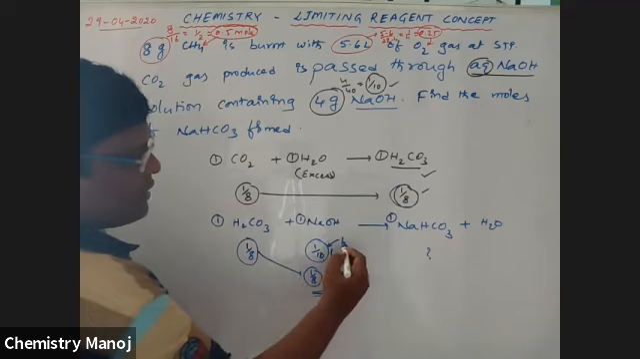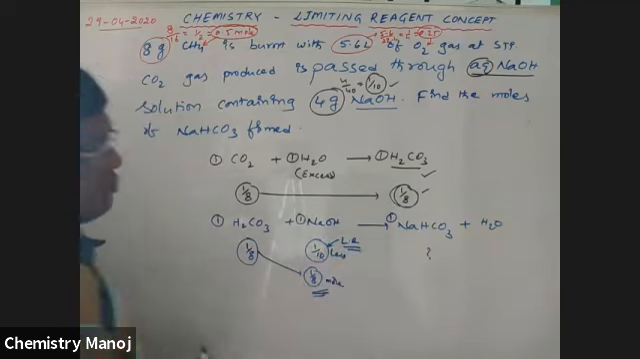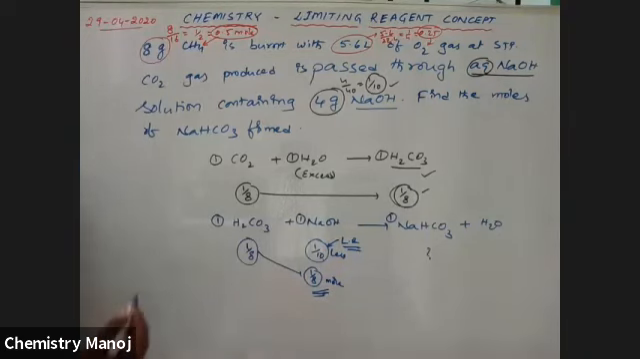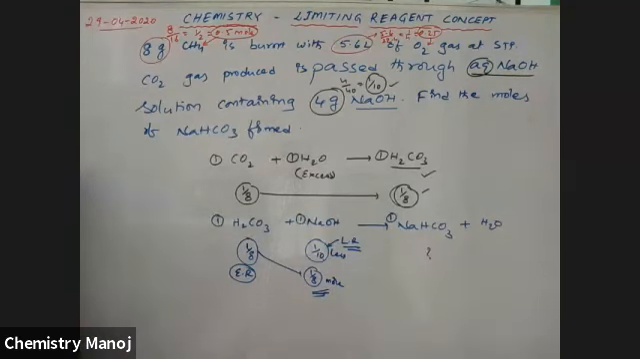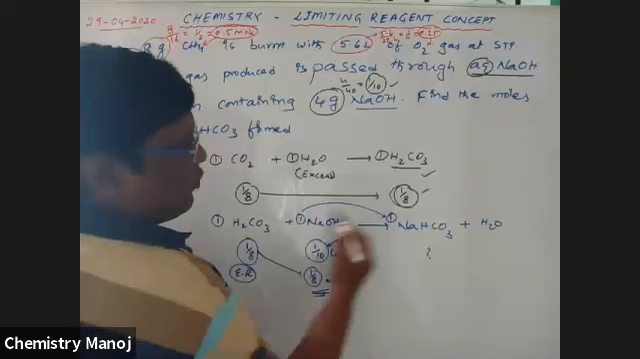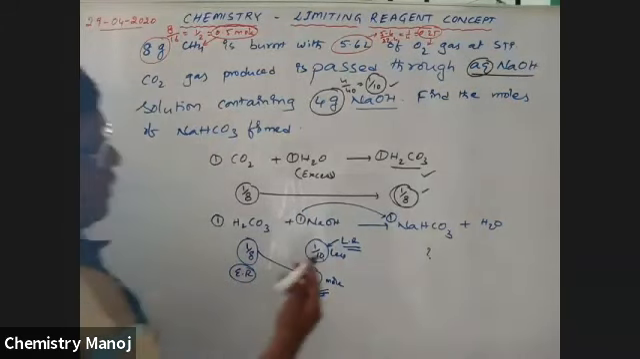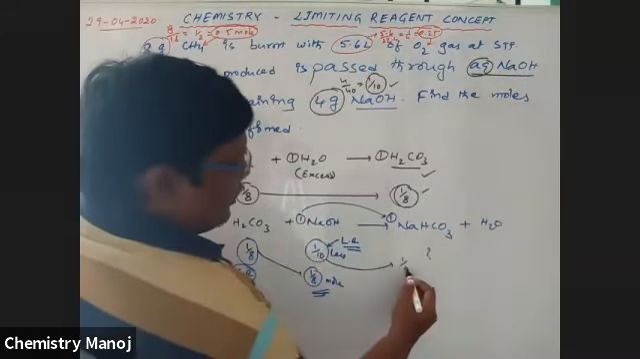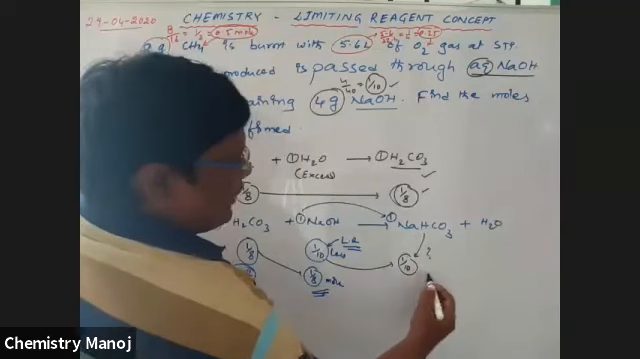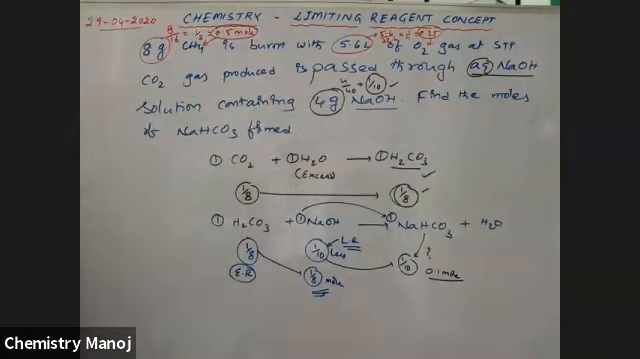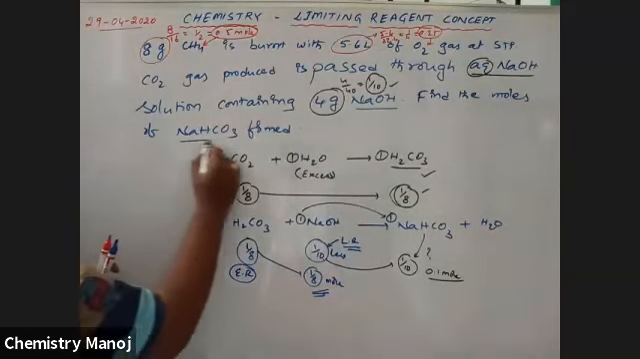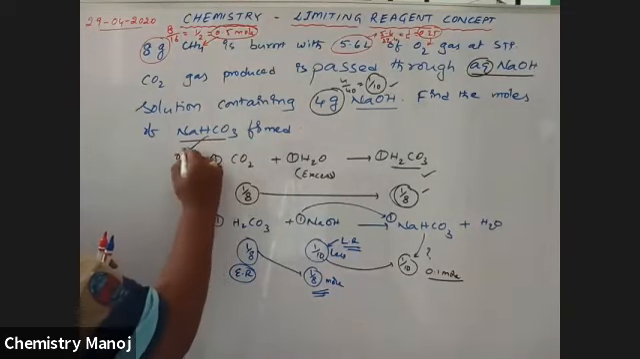Now this value is the limiting reagent. So automatically the other one is the excess reagent. So our calculations are totally with respect to the limiting reagent. 1 mole gives 1 mole NaHCO3. 1 by 10 moles gives 1 by 10 moles NaHCO3. That is 0.1 mole is formed. So finally our answer is 0.1.